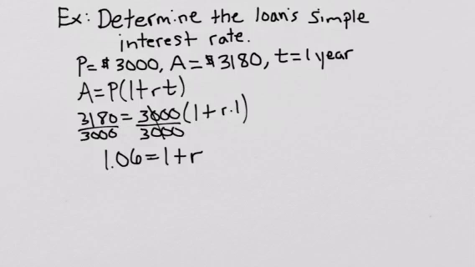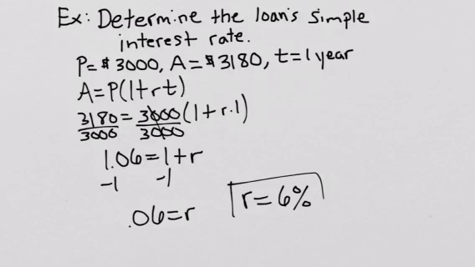And now to get the R by itself, we subtract 1 from both sides, and we get 0.06 is equal to R. Now remember, R represents your interest rate, so we want to take this decimal and convert it back into a percent. And so to do that, remember, you move your decimal 2 places to the right, and when we do that, we find that our simple interest rate is just 6%.